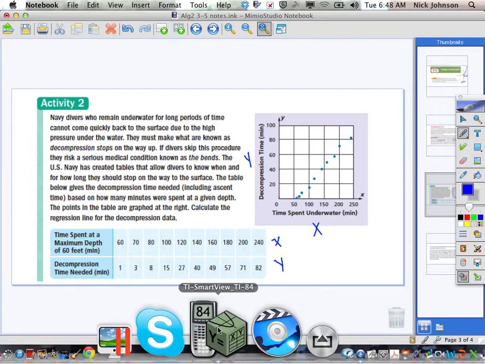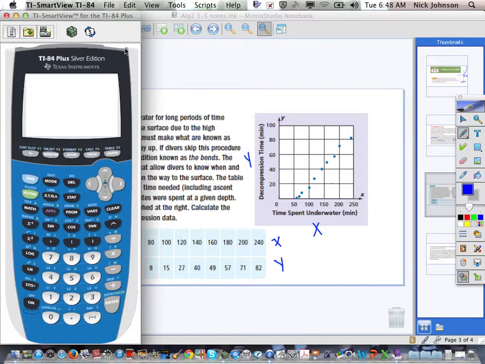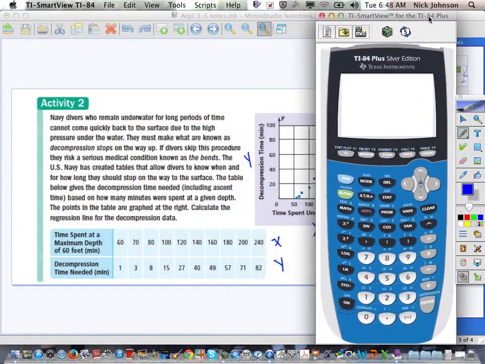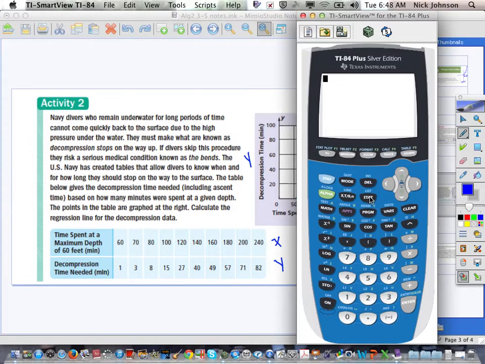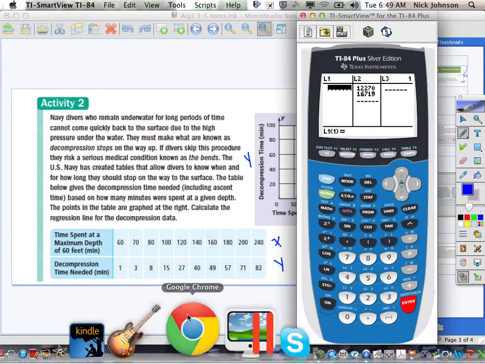So I'm going to click on my calculator, and you can do this as well. What's going to happen is you're going to hit Stat, Edit, which is number 1, or just simply press Enter. And I got some values in there, so I'm just going to clear them out. But I'm going to go in L1 and put every single X value that I have in here.